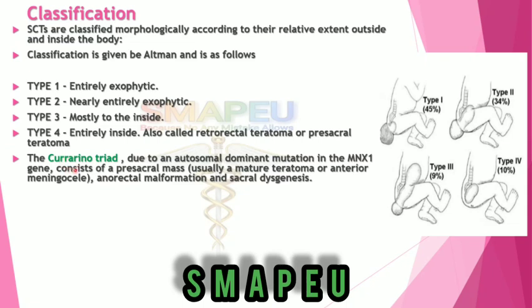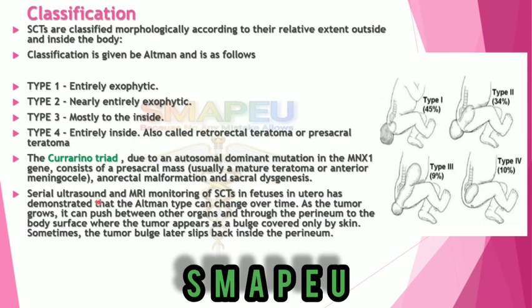The Currarino triad, due to autosomal dominant mutations in the MNX1 gene, consists of a presacral mass, usually a teratoma or anterior meningocele, anorectal malformation, and sacral dysgenesis. Serial ultrasound and MRI monitoring of sacrococcygeal teratomas in fetuses in utero has demonstrated that the Altman type can change over time. As the tumor grows, it can push between the organs and through the peritoneum to the body surface, where the bulge is covered only by skin. Sometimes the tumor bulge later slips back inside the peritoneum.